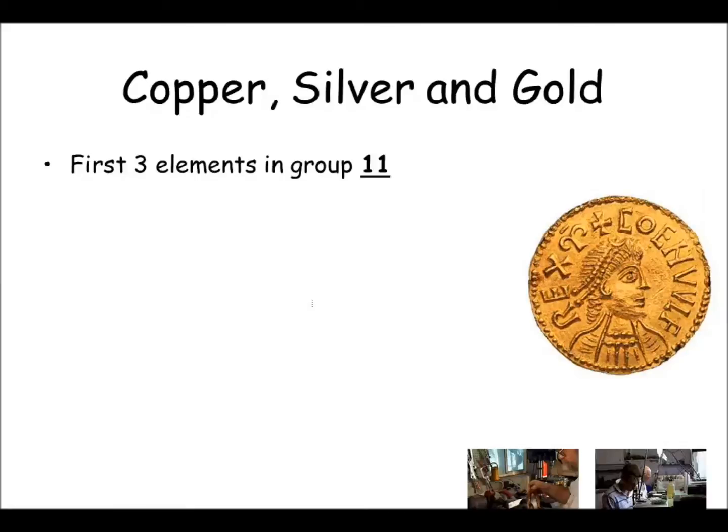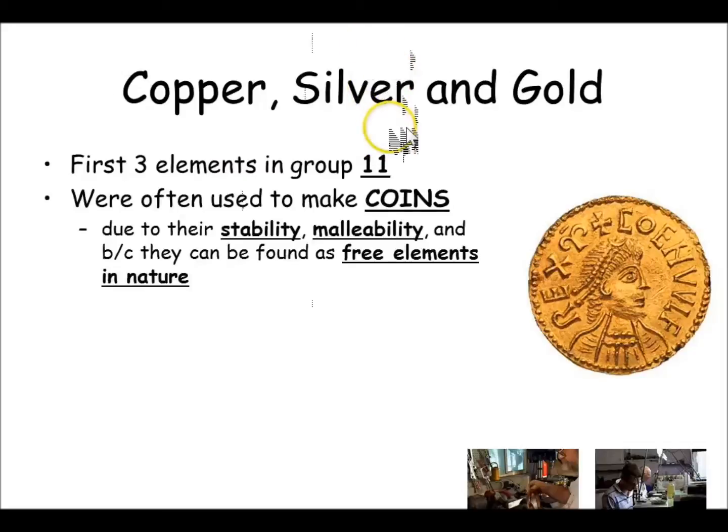Okay, let's talk about copper, silver, and gold. They're the first 3 elements in group 11, and they were often used to make coins. And the reason they were is because they're stable. You know, they're not going to react with anything. They're malleable, which means, remember, they can be pounded into sheets. Now, they're not as thin as aluminum foil, obviously, but they can be pounded down pretty thinly. And because they're found as free elements in nature, you can go mining for gold or mining for silver or mining for copper and find it pretty readily.